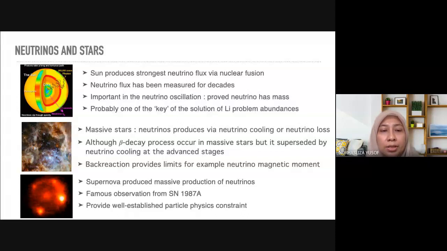It will experience what we call a supernova explosion, and during this stage of the explosion, it produces a massive amount of neutrinos because the energy will be carried out through this process and dispersed throughout our universe. One of the famous observations is from supernova 1987A. Because this was detected at that time, the neutrino detector suddenly observed a peak of neutrino flux when this event occurred.